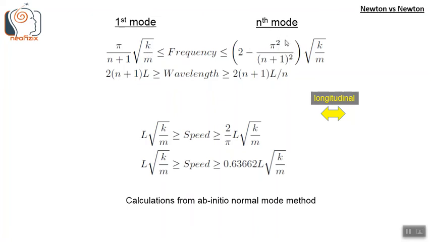And the highest frequency tends to the limit 2 minus pi squared by (n+1) squared, whole into square root of k by m. So at very large n, when n tends to infinity, the largest possible frequency has a finite upper limit, 2 into square root of k by m.